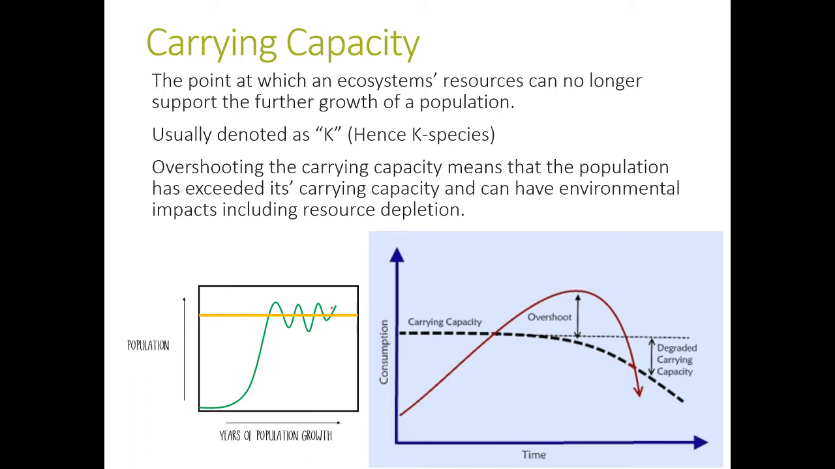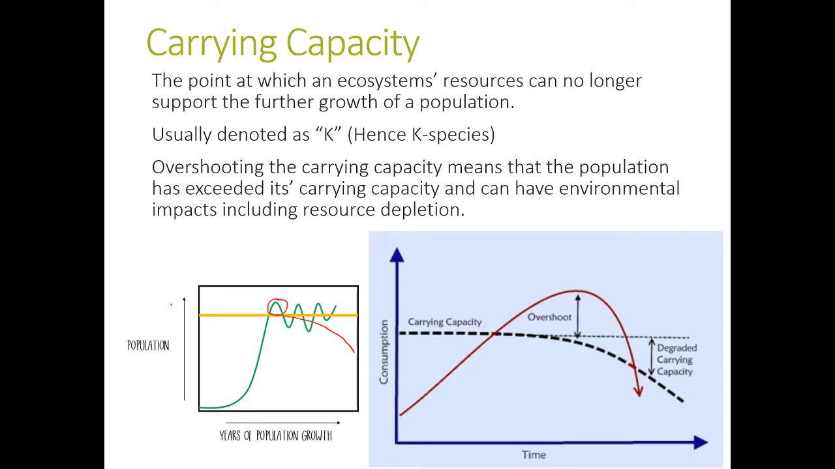The problem with this is it's not completely accurate, because when we get this overshoot, we're going to be using more resources than are available, and therefore you're going to start to see a decline in the resources available, which will eventually cause the carrying capacity to fall.